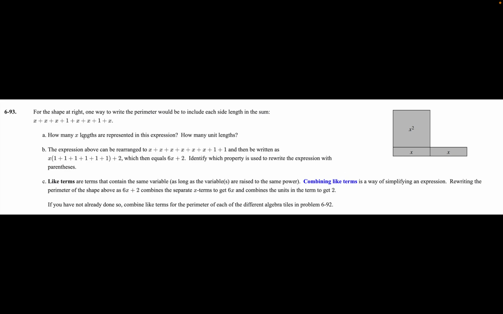How many lengths x are represented in the expression? There are 6. So you can see right here in the expression that they wrote, but you can also see 6x lengths over here.